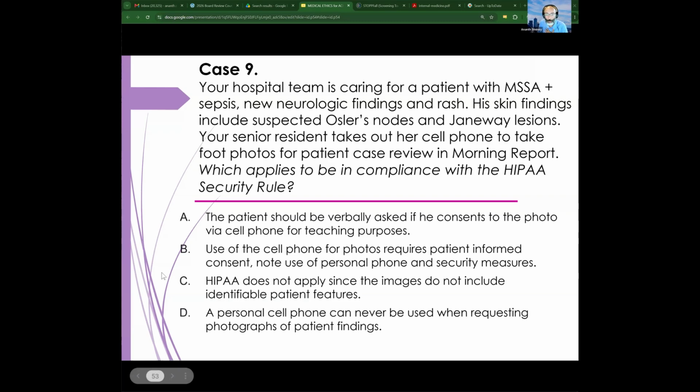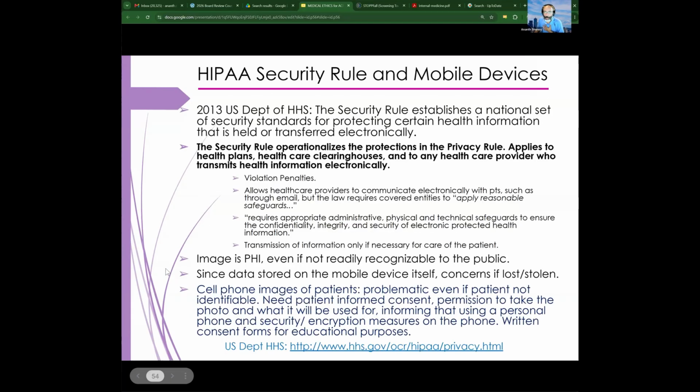All right, thank you, Sharon. Okay, we have literally every answer choice selected here, so hopefully this will be helpful information to you. Although the majority or the plurality picked answer choice B. So what the security rule in mobile devices allows and what it doesn't allow.